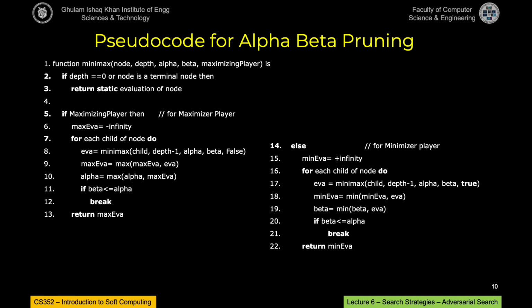Similarly, on the other hand, if it is min who is playing, then for min we are going to check for beta, and if the resultant beta is less than or equal to alpha, we are going to break and return the minimum evaluated value as the node value. So that's the overall algorithm in English.